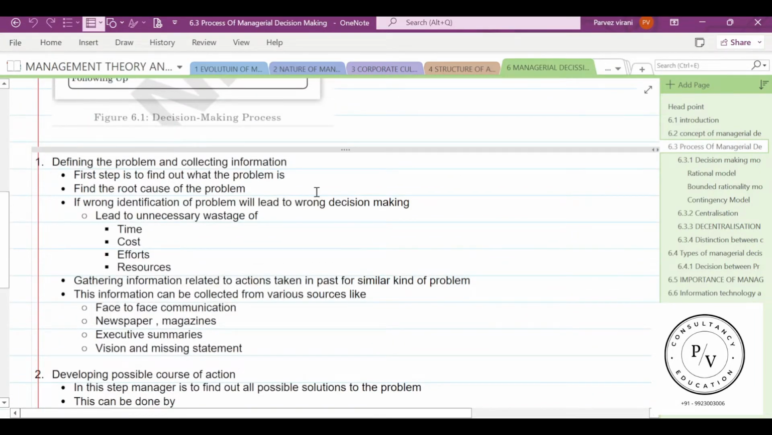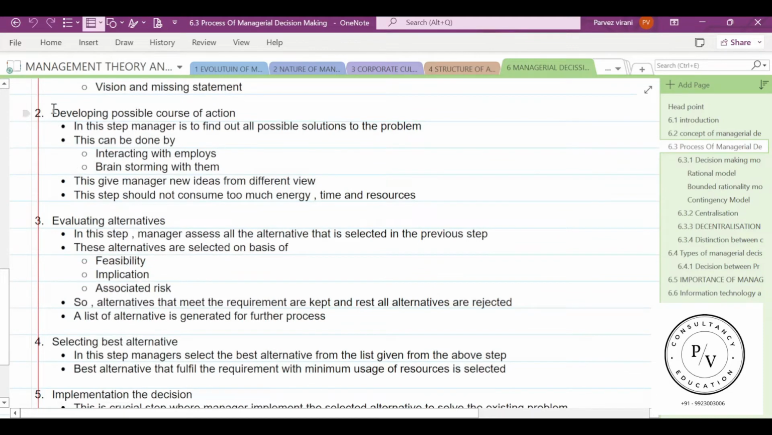Defining the problem and collecting information. First step is to find out what the problem is. Find the root cause of the problem. Wrong identification of the problem will lead to wrong decision making, and to unnecessary wastage of time, cost, effort, and resources. Gathering information related to the actions taken in the past with a similar kind of problem. This information can be collected from various sources like face-to-face communication, newspapers, magazines, executive summaries, vision and mission statements, etc. So the first point is defining problem and collecting information.